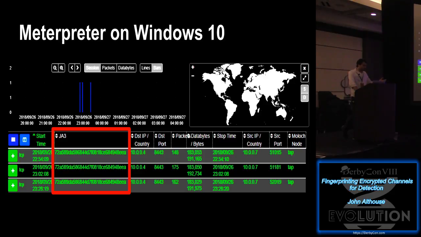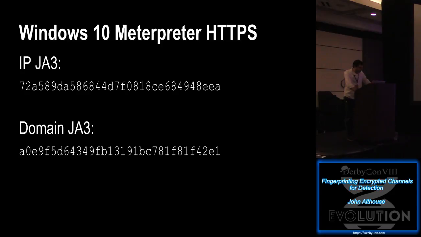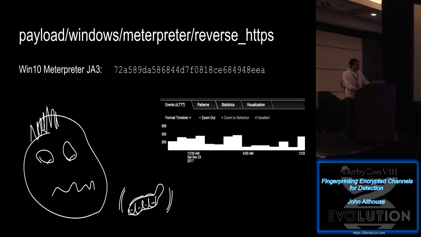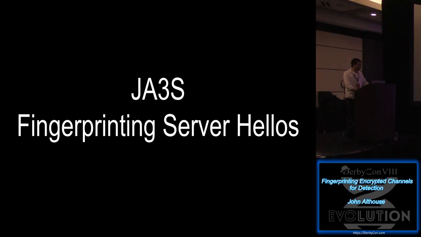So we could see that the JA3 wasn't changing every time we were running Meterpreter on Windows 10. This was the JA3 for direct to an IP, and the bottom was the JA3 if it was going to a domain name. Looking for that in an example environment, we found that JA3 pops up quite a bit. That's because it's a Windows API that it's communicating through, so detection just based on that doesn't really work very well.